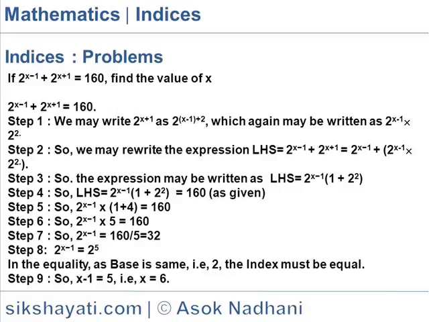Step 2. Having done that, now the problem becomes a bit simpler and solvable. So in step 2 we may write the left side expression as 2 to the power x minus 1 plus 2 to the power x plus 1 is equal to 2 to the power x minus 1 plus, substituting the value of 2 to the power x plus 1 as explained, 2 to the power x minus 1 into 2 to the power 2. So in step 3 you can rewrite the expression taking 2 to the power x minus 1 as common.